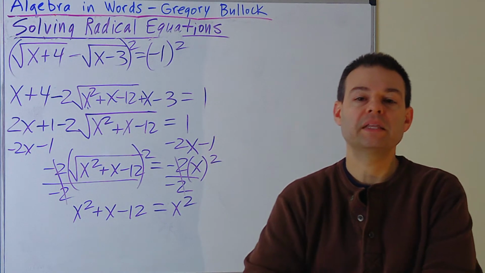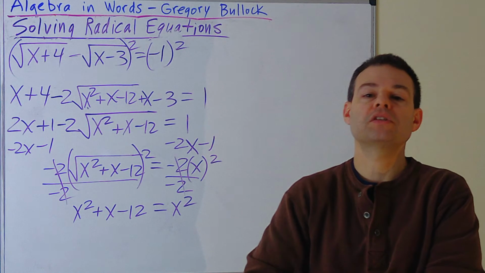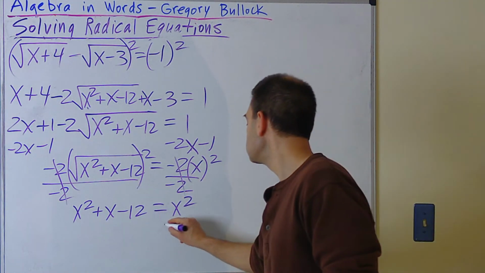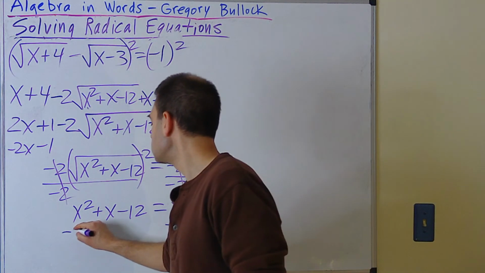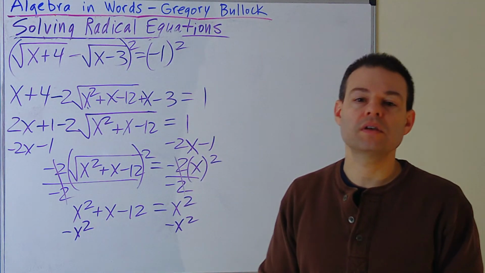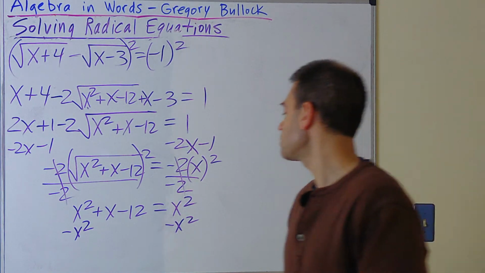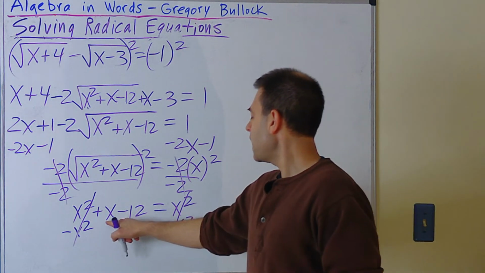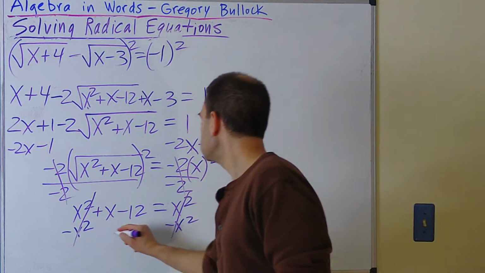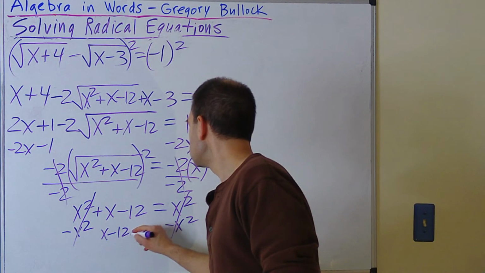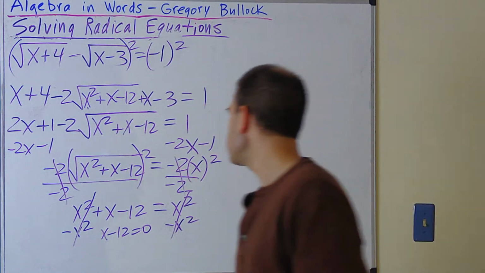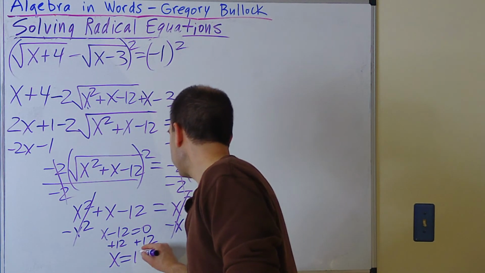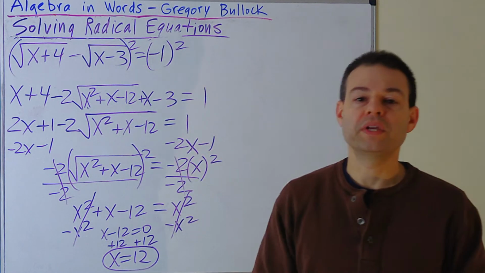Now again, we're going to combine like terms on the same side. So let's subtract x squared as if we're moving this term to the left. And what you notice is that eliminates the x squared terms. So that leaves us with x minus 12 equals 0. And when we add 12 to both sides, we get x equals 12.